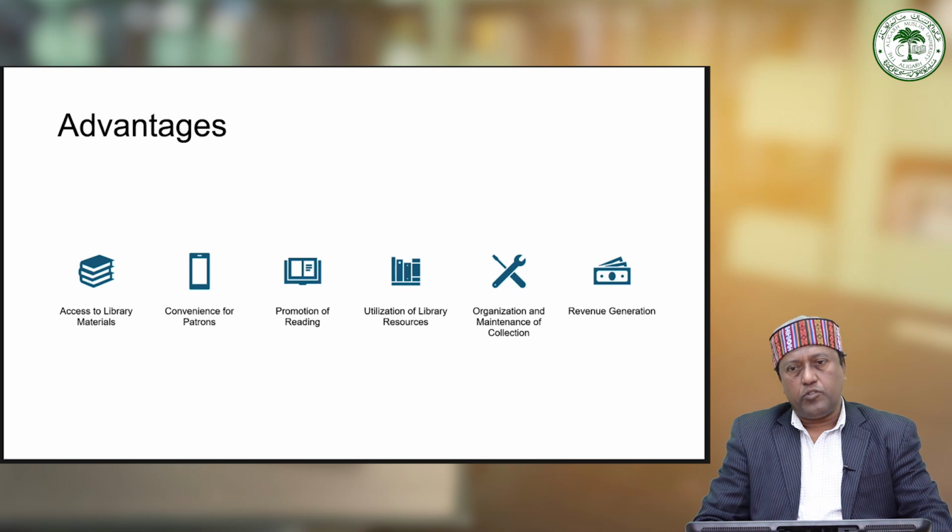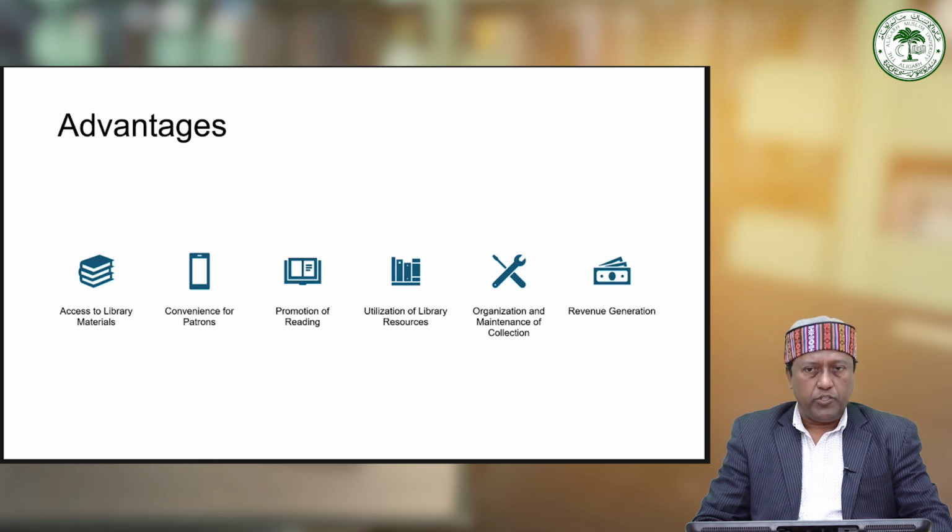Another advantage is the organization and maintenance of the collection. The circulation section plays a key role, especially in the organization and maintenance of the library collection, ensuring that materials are properly shelved, catalogued, and accounted for in the library's record.